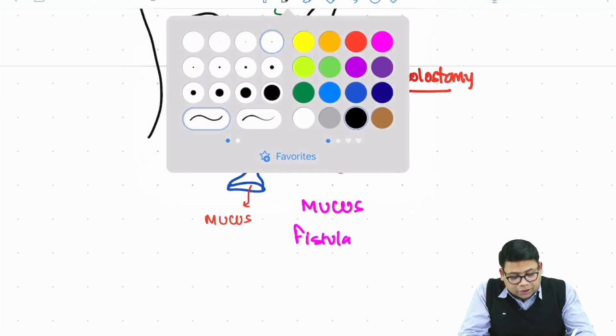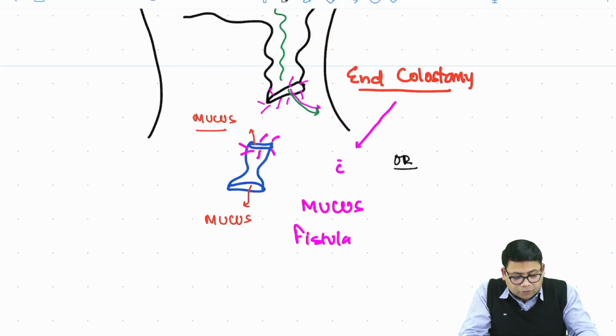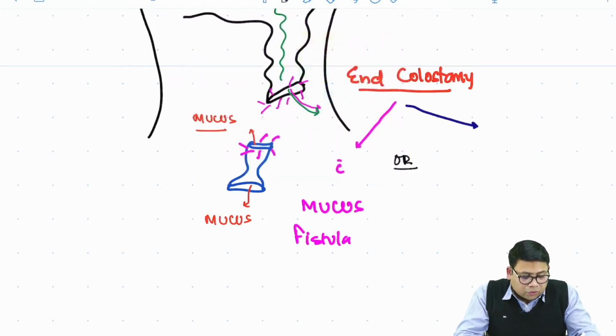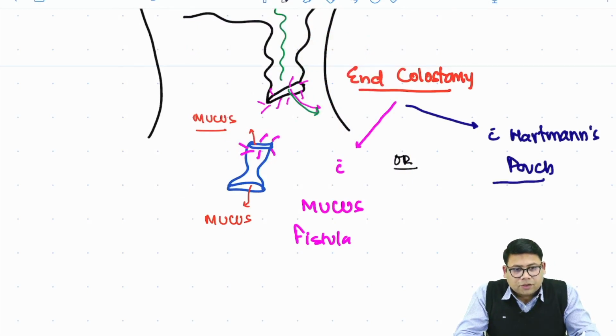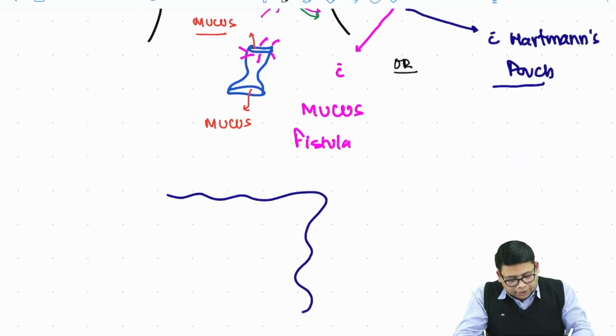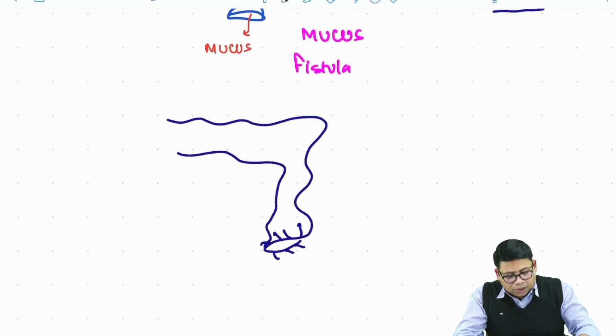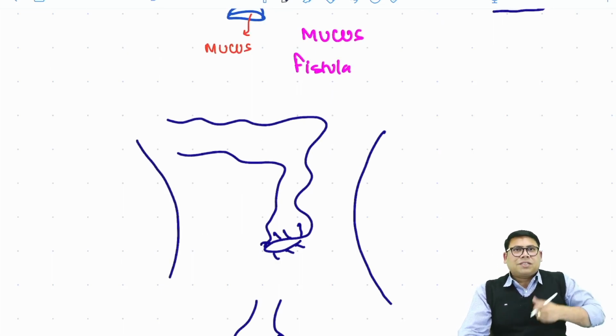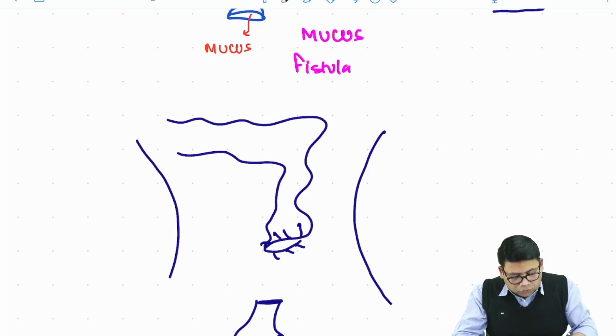Or the second option is, what is the second option? I can do a closure of this stump. So, end colostomy with the Hartmann's pouch. What is the concept of this Hartmann's pouch? Let us try to understand this. This is the colon that I have, and I have matured it into a stoma. So, this is end colostomy. Now, in this case, the lower end is not big enough, so I cannot stretch it and get it up. So, what I will do is close it with a Prolene suture.